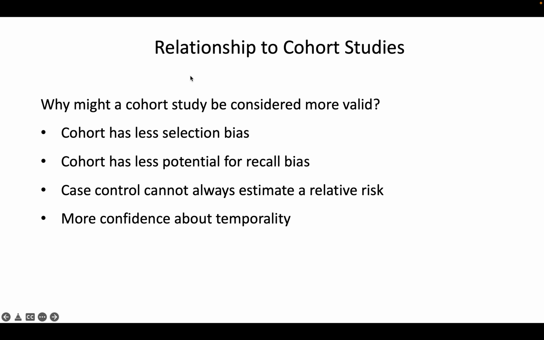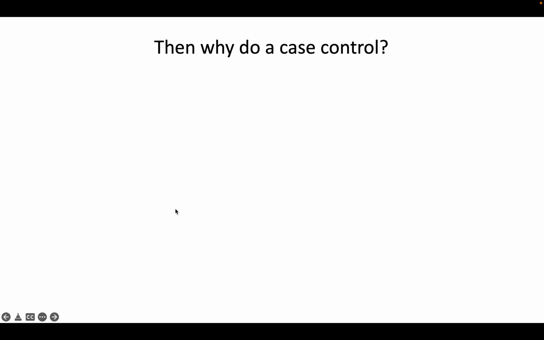You can be more confident about temporality. And again, a lot of these have to do with the fact that the outcome hasn't happened yet in a cohort study. So if the outcome hasn't happened yet and you witness them go from outcome negative to positive, you can be pretty sure that the exposure came first. It helps you avoid reverse causality, or situations where exposure might have come after disease. And you're less certain of that in a case control situation.